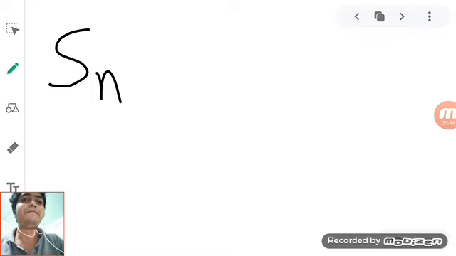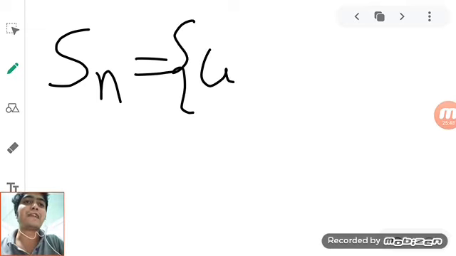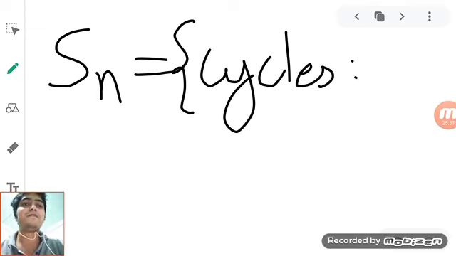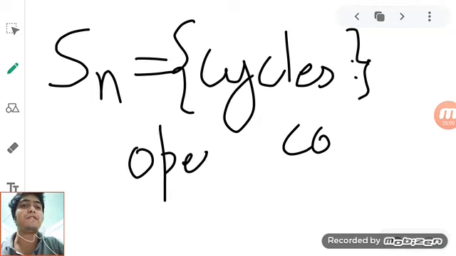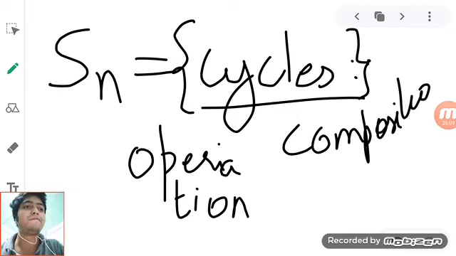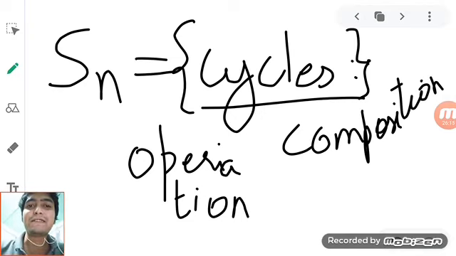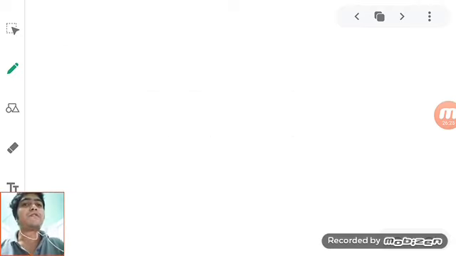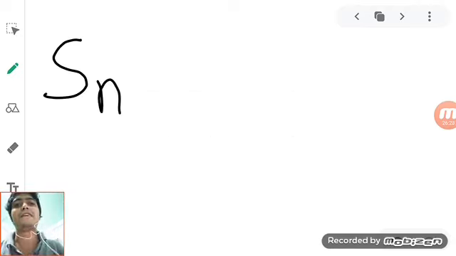So let's see. Sn, you will have cycles, and over here the operation: you have all possible cycles with the operation being composition of cycles, because cycles are nothing but one-one onto functions, so that is why the operation is composition. How many elements are there in Sn?